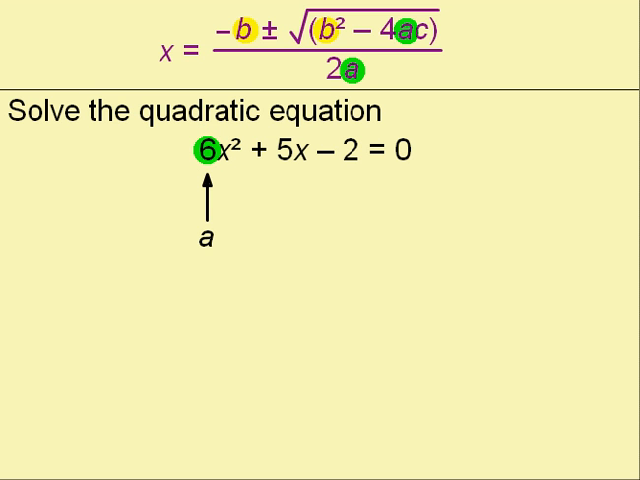B appears twice as well, and B is the number in front of the x. Be careful to include the sign as well. So in this case, B is positive 5. C only appears once, and C is this number here. We often call it the constant. Again, remember to include the sign, so in this case, C is negative 2.